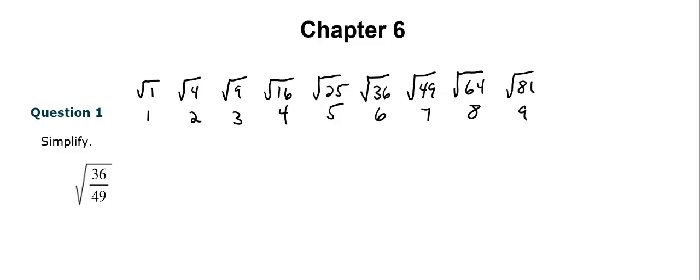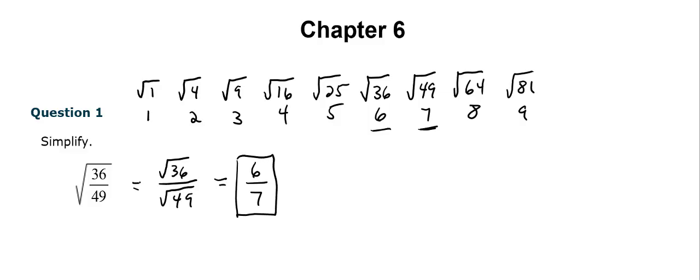So when we're simplifying, we can rewrite this as two separate radicals. The square root of 36 over the square root of 49. Now we know that the square root of 36 is 6, and the square root of 49 is 7. So our answer would be 6 over 7.